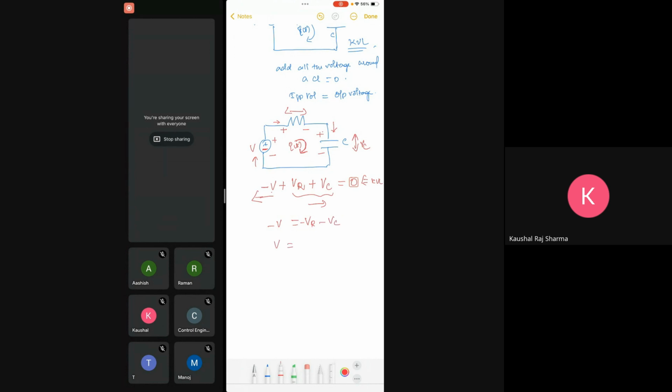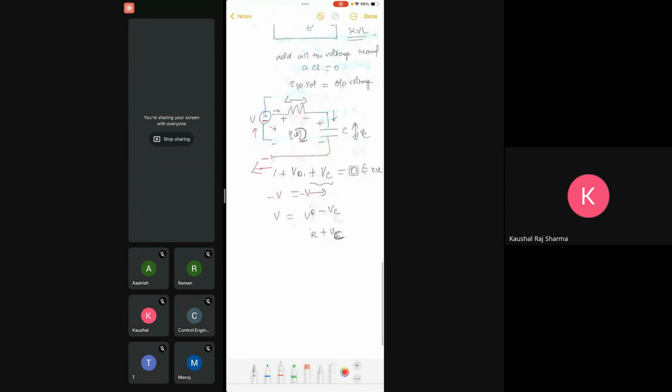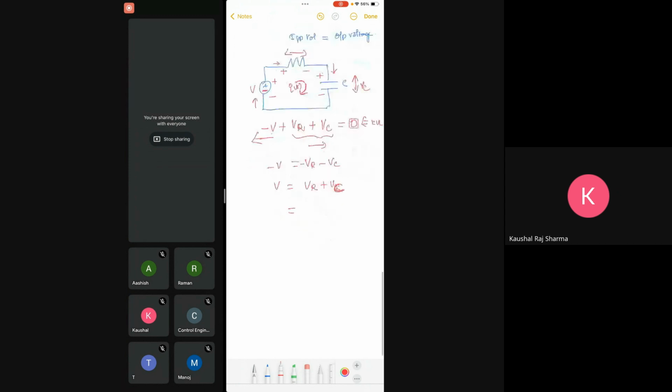So everything has minus, so it will become V equal to VR plus VC. Now, how can I write VR? Since VR is the unknown variable, I'm going to write it in terms of the known variable R. If I have a resistance value, I can substitute that and minimize this form, right? So I'm going to write it in terms of the voltage across a resistor according to Ohm's law, measured using the current into its resistance value. So I'm going to write I into R.